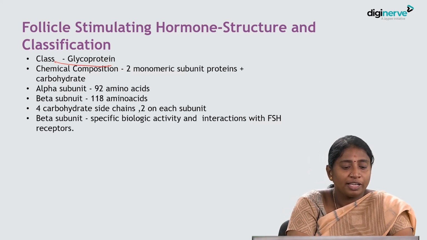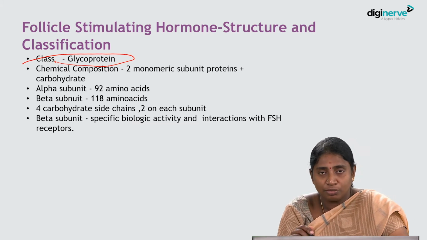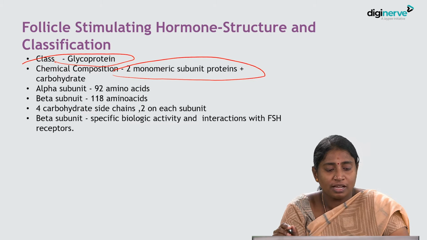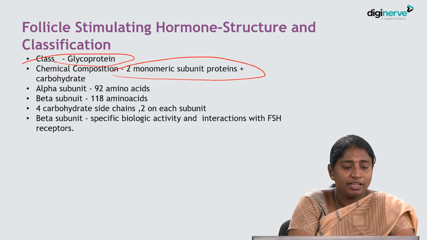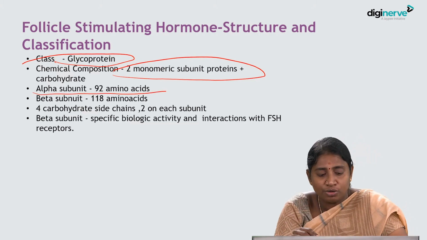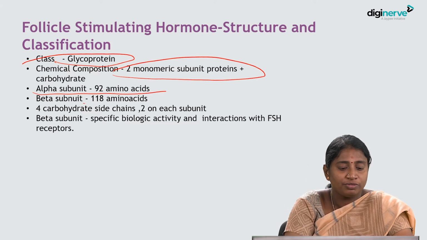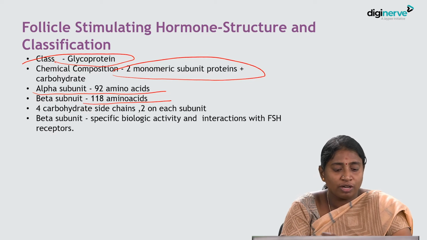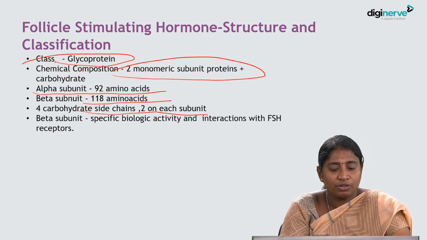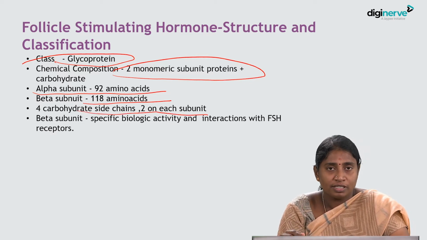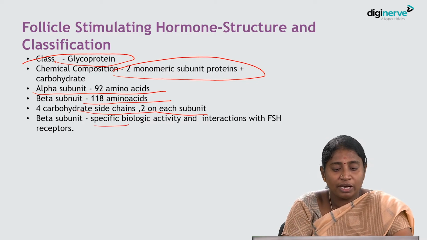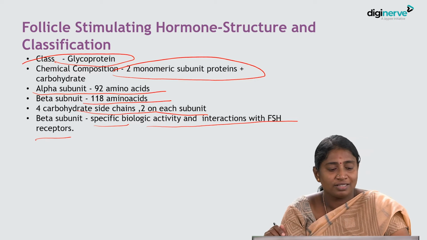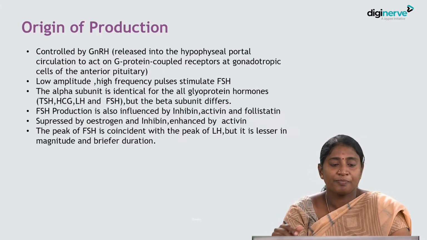It belongs to the glycoproteins. The chemical composition is two monomeric subunits of protein and carbohydrate. It has an alpha subunit with 92 amino acids and a beta subunit with 118 amino acids. It also has 4 carbohydrate side chains, 2 for each subunit. The beta subunit is more specific for biological activity, and interaction with the FSH receptors depends on this beta subunit.